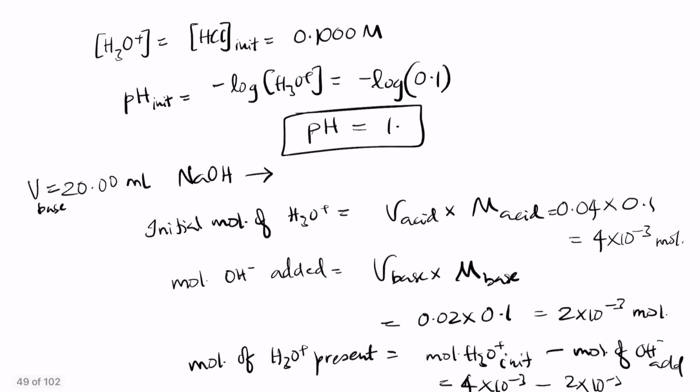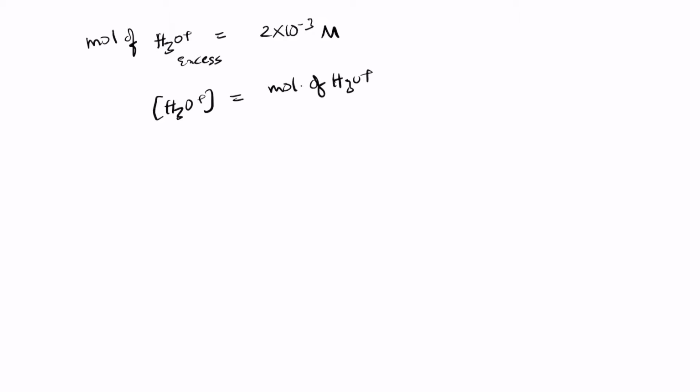So the moles of H3O plus present. So the excess amount of H3O plus that is left here becomes 2 times 10 to the power negative 3 mole. So from this we can calculate the pH. So before calculating the pH, let's calculate the concentration of H3O plus that is present. So that is going to be the number of moles of H3O plus excess over the volume of the acid plus the volume of the base.